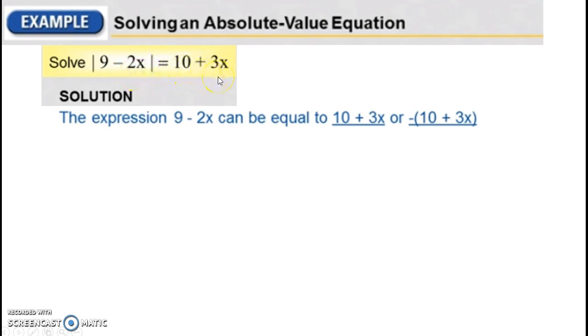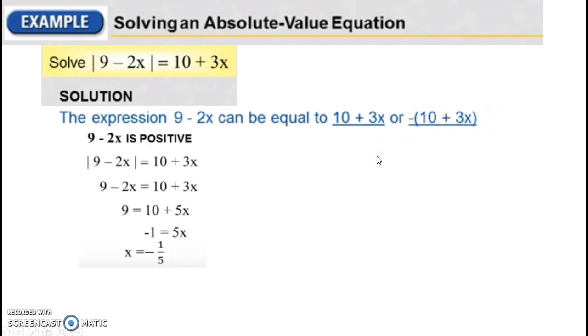positive and negative. So what we're going to do is take that 9 minus 2x and set it equal to the positive, which was 10 plus 3x, and then we're going to negate it and make it negative, and then parentheses 10 plus 3x. So you'd have to distribute that. So this is what it's going to look like.